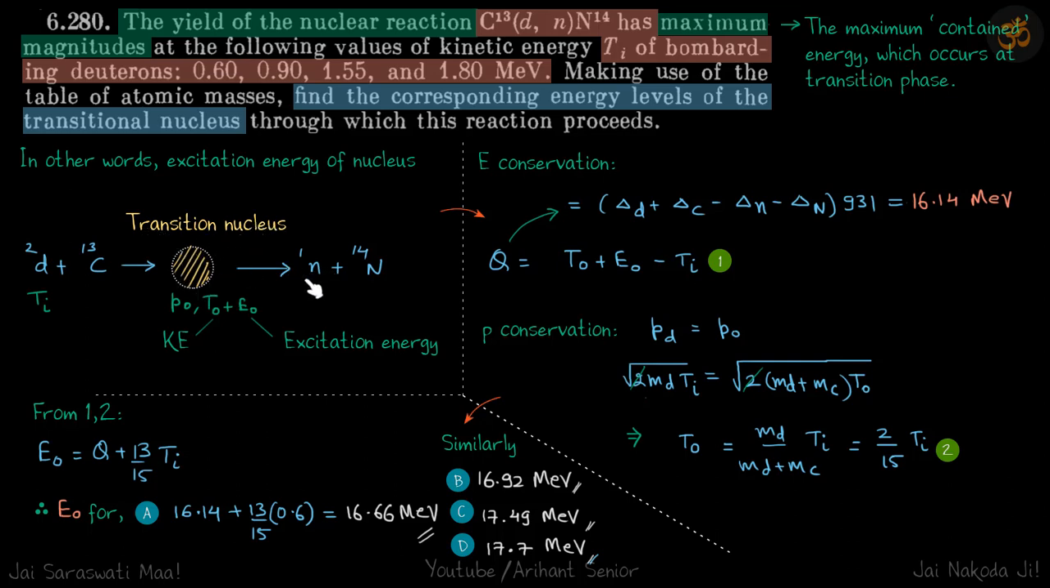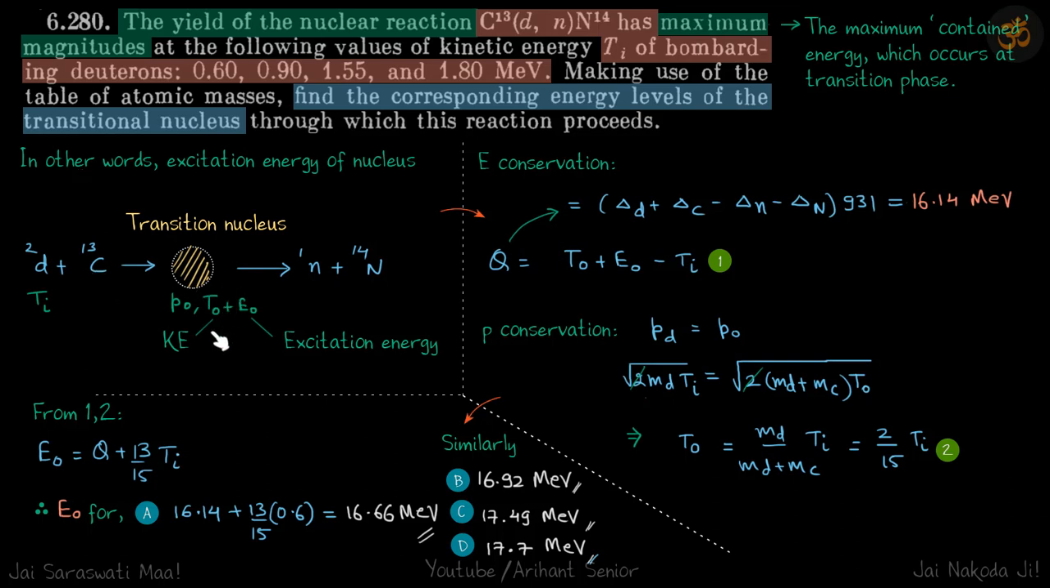Before the products split out, for a fraction of a second everything will be together and moving together. At that time the maximum energy is contained by this nucleus. That's what we mean by the maximum contained energy, which occurs at the transition phase. So the yield of the nuclear reaction has maximum magnitudes at these values, and we need to find those corresponding energy levels of the transitional nucleus.